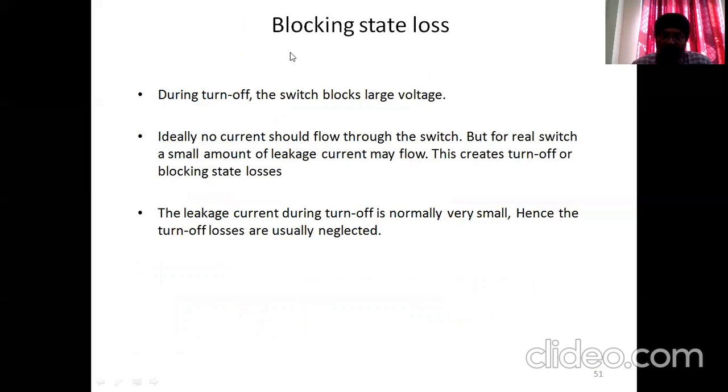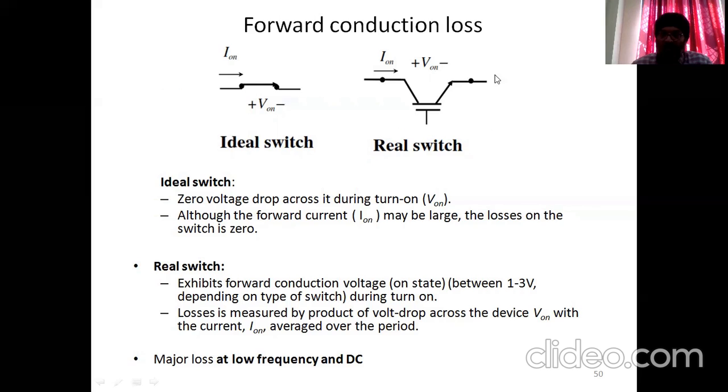Now, the next type of loss is blocking state loss. This is a power loss when the switch is turned off. Because when the switch is turned off, the switch blocks large voltage. In on state, the switch had a voltage drop of 1 to 3 volts. During off state, if infinite voltage is there, then no current will flow. But it has some finite value, depending upon the application and the switch.